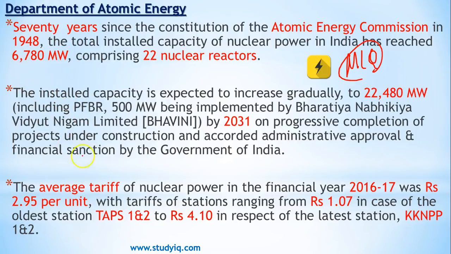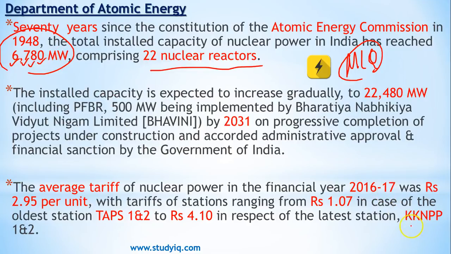can place them. So it's been 70 years since the constitution of Atomic Energy Commission, and at present, as we are speaking, we have 22 nuclear reactors active, and from these nuclear reactors we are producing 6,780 megawatt power. Easy to remember, 6780 as of now from 22 nuclear reactors.